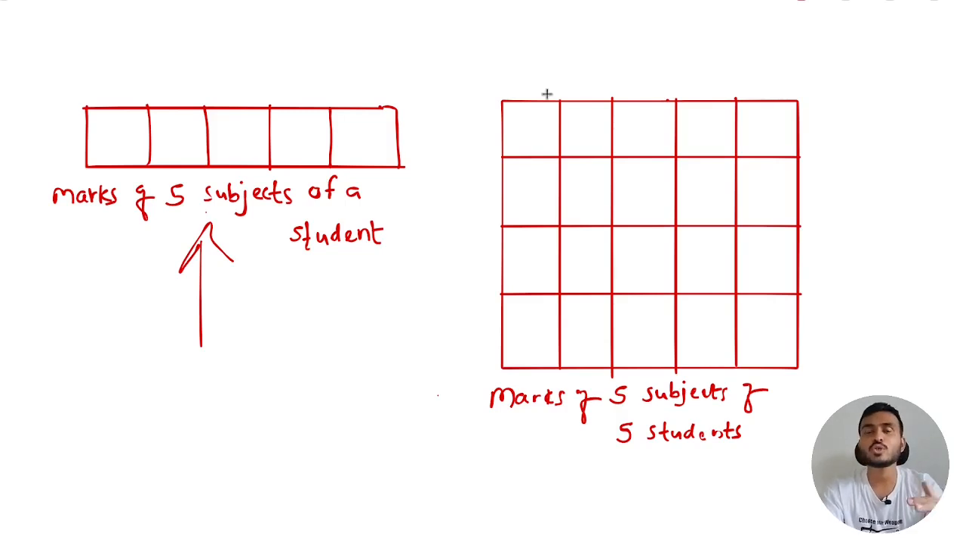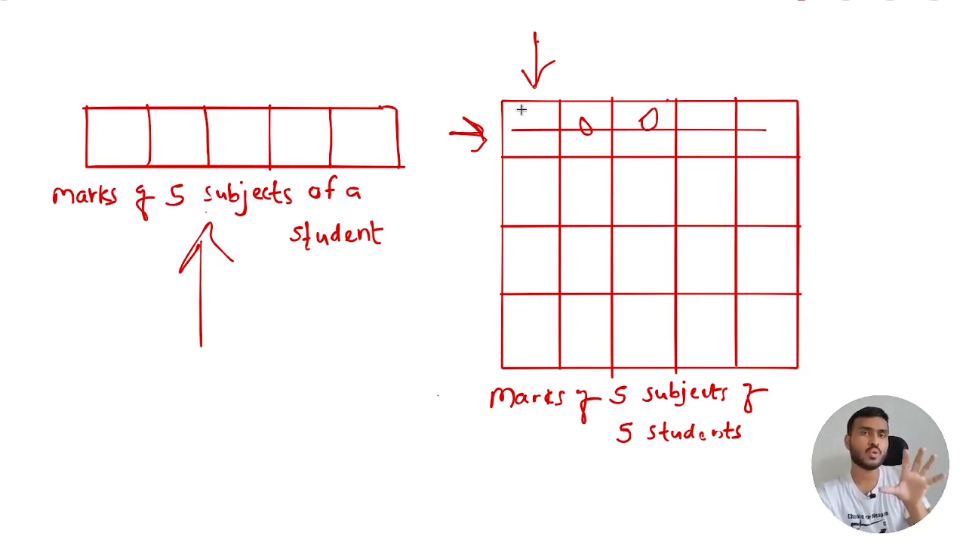Let's say you want to store marks of 5 different students in 5 different subjects. Let's say the columns represent subject and the rows represent student. So this row belongs to, let's say, student 1. This is the mark of subject 1 for student 1, this is the mark of subject 2 for student 1, and so on. Basically this is like a table.